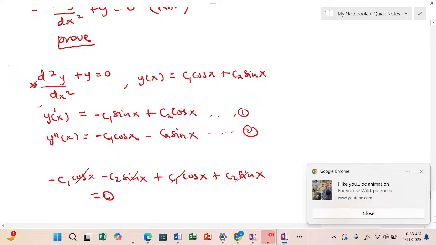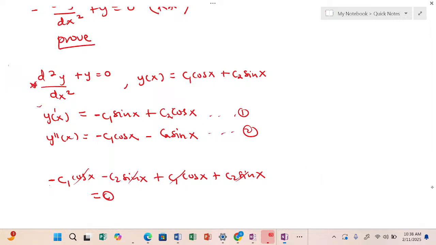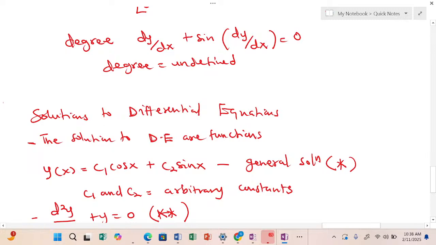And we could see that it satisfies the equation right here, d squared y over dx squared plus y is equal to 0. Now we can see that we have 0 as our final answer. Therefore, it is indeed a solution. Therefore, the general solution given as y(x), this particular one, is a solution to the differential equation star star.